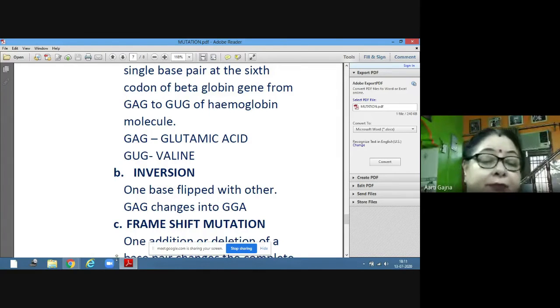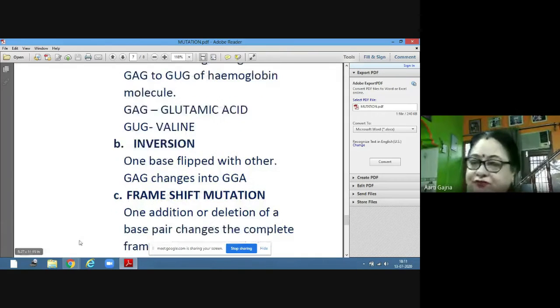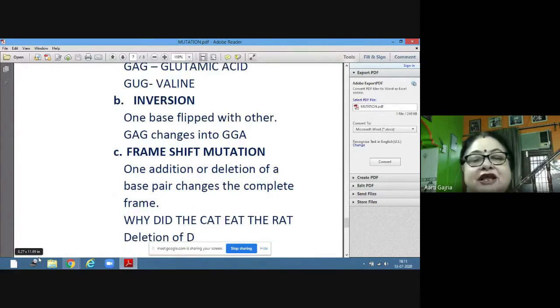Now, the third type of gene mutation is frame shift mutation. Now, what is frame shift? As the name suggests, the whole frame is getting shifted because of a change in the base pairs. One base pair is added or deleted, and this addition or deletion of a base pair changes the complete frame. For example, let's see this. I have taken this sentence, and why have I taken this sentence? Because all words have three letters. Similarly, in our codon also, there are three bases.